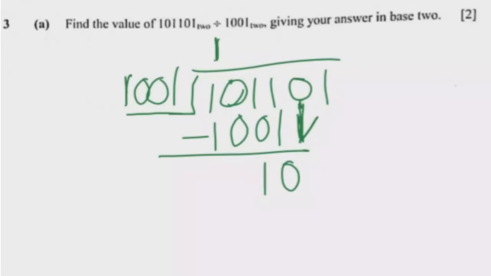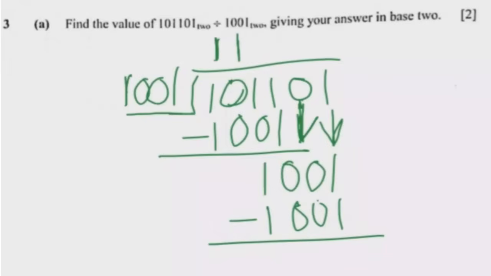I'm going to drop this 0 down here. Can 1 0 0 1 go into 1 0 0 1? No, it can't. So I'm also going to drop this 1 down here. So can 1 0 0 1 go into 1 0 0 1? Yes. How many times? 1 time. Okay. Then when I multiply 1 times 1 0 0 1 it will give me 1 0 0 1, like that.